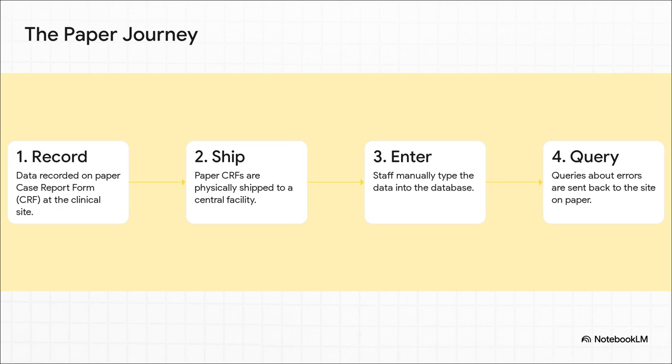A researcher at a clinic scribbles a patient's blood pressure onto a paper form. That physical piece of paper then has to get collected, boxed up, and literally shipped, like with a courier, to some central office. There, someone who has never met the patient has to try and read that handwriting and type it into a computer. What happens if they can't read a number, or if a field is blank? Well, a query form gets printed out and shipped all the way back to the site. You can just feel how slow and clunky this is, right? And at every single one of these handoffs, there's a huge potential for mistakes to be introduced.